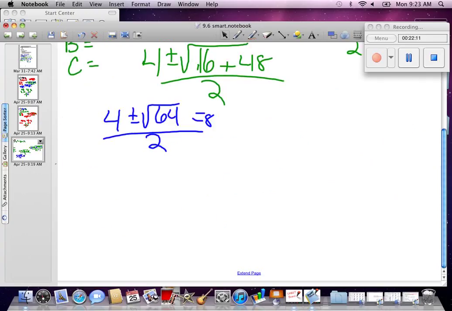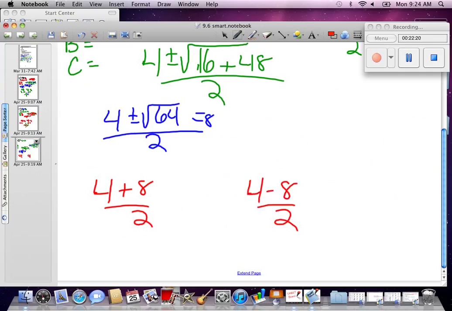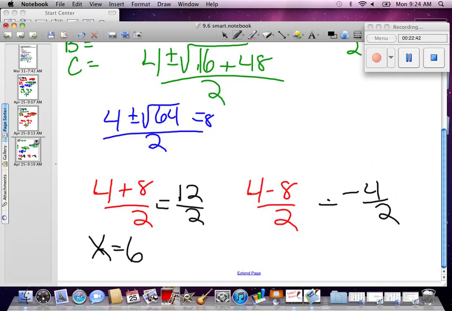So now I have 4 plus 8 over 2 and 4 minus 8 over 2. Okay? This equals 4 plus 8 is 12 over 2, which is what? One of my x's equals 6. What's 4 minus 8? Anyone? -4. -4 over 2, which ends up being? There you go. So when you drew that parabola, one of your x's would be at 6, one would be at -2, and it would be a smiley face because it's not a negative a.